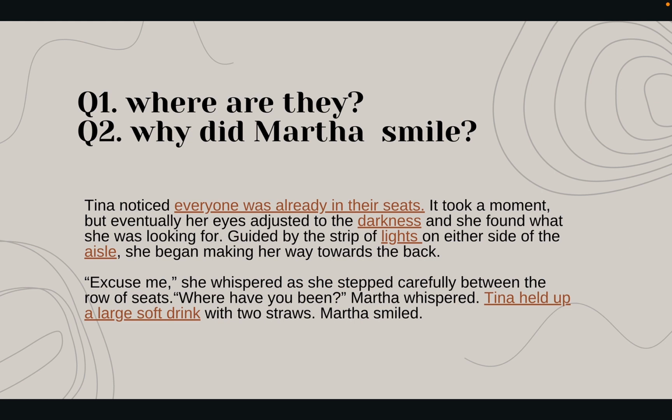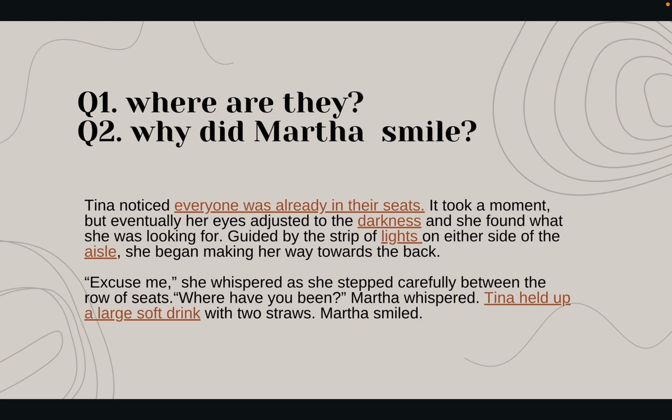Okay, the first question is where are they? The author hasn't told us directly, but he has left clues. Here are some clues I found: everyone in the seats, darkness, lights, ISO, and soft drink. From these clues, I can infer they were in a movie theater.